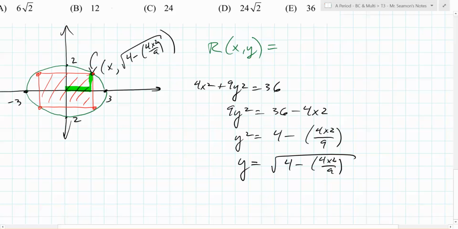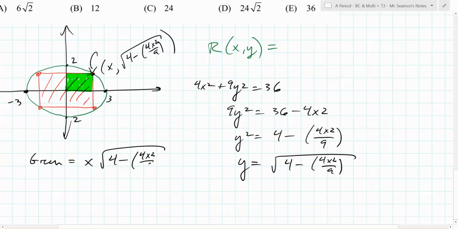So using that point, what could we find? Oh, we could find all this, right? Correct? What's the area of that green rectangle? X times root 4 minus. Yeah, x times the square root of what? 4 minus 4x squared over 9. Do you agree with that?